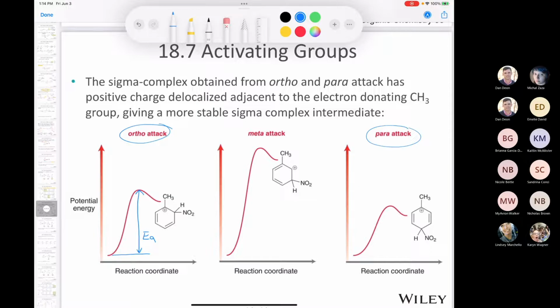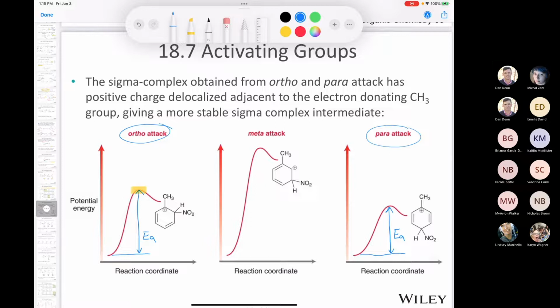But there's something else kind of curious about this slide. Did you notice, and maybe you did, maybe you didn't, if you look at the height of the activation energy for ortho attack, and you compare it to the height of the activation energy for the para attack, the way they put it on the slide is that the activation energy for the ortho attack is actually slightly higher, but we make more of it. Well, why the heck would that be? Why would you end up with more of the ortho if its activation energy is slightly higher?